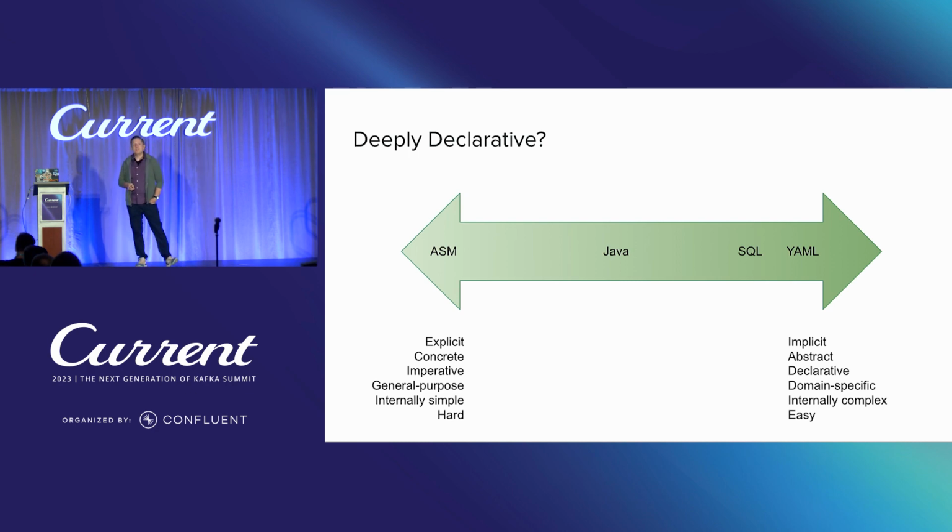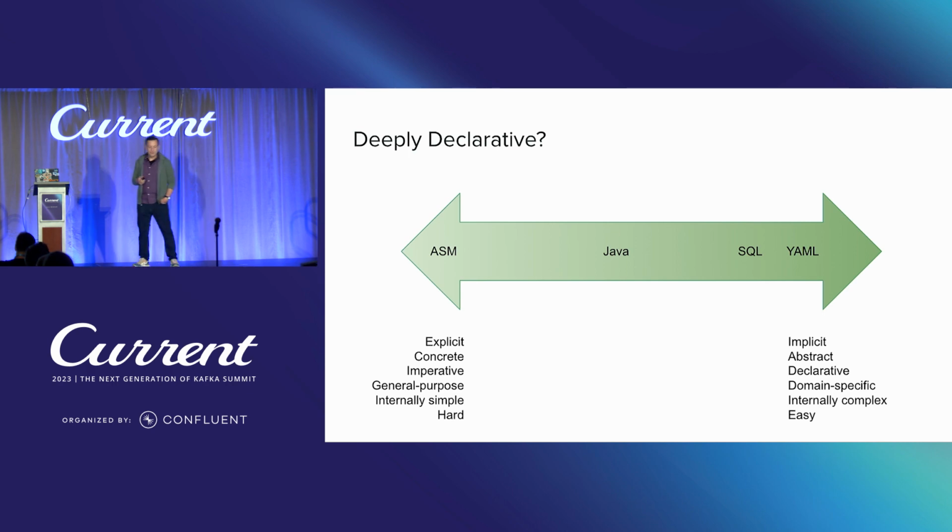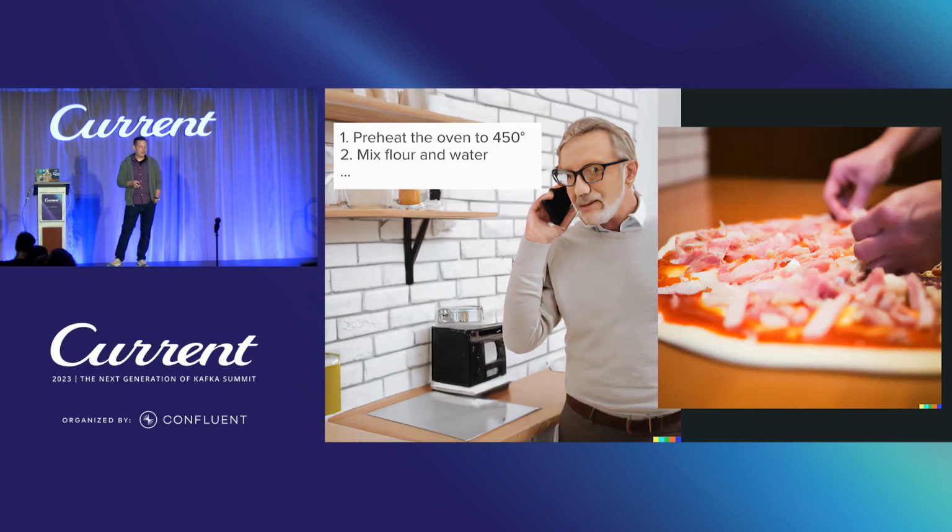On the other end of the spectrum, you have things like SQL and YAML, which are implicit, abstract, and declarative. That's what we're focusing on today. The reason these things tend to be internally complicated but easy to use is that they are domain-specific generally, and therefore they carry around a lot of context. There's a lot of implicit context in what you're expressing in something like SQL or YAML. But at the same time, you can't do as much. You can't make a website with YAML, probably. Maybe you can. You can do everything with YAML these days.